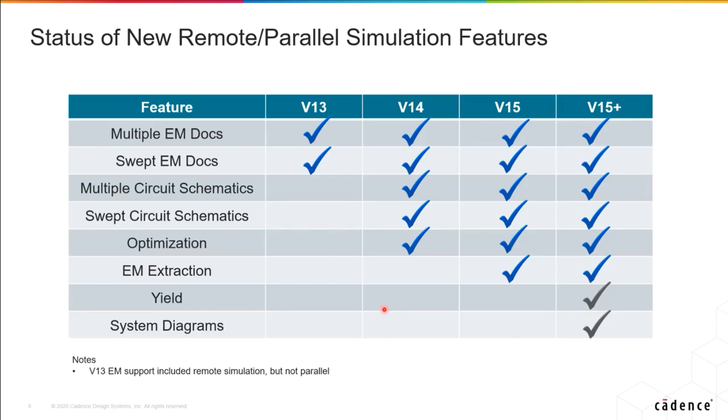In V14, we did add schematic simulation for remote and parallel, because the demands of our users actually made it necessary for these simulations to require faster speeds. Normally, when you think of linear simulations, you're talking times of seconds or even nanoseconds or microseconds, but not usually a long time.